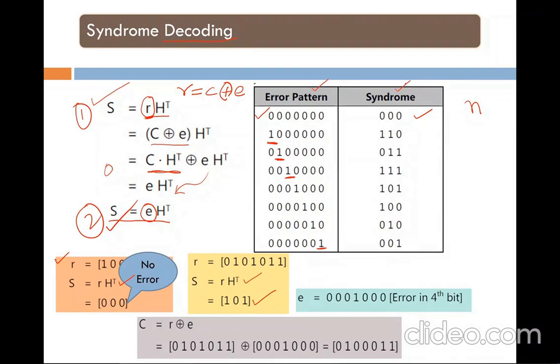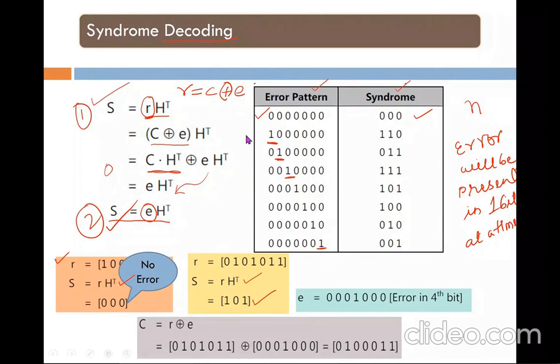So this position or this bit where it is equal to 1 indicates the position of error in the code word. Now here, for the sake of simplicity, it is considered that the error will be present in only one bit at a time, so that it becomes easier for us to understand the process of decoding and we can also do the decoding easily.